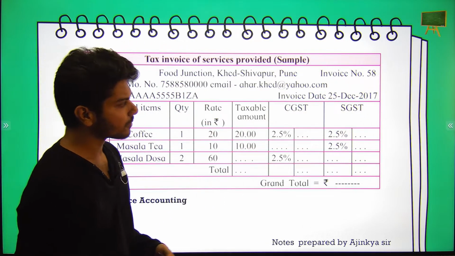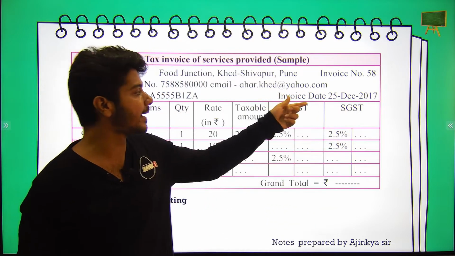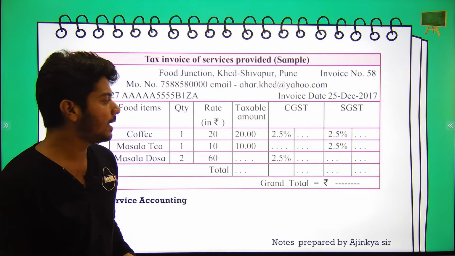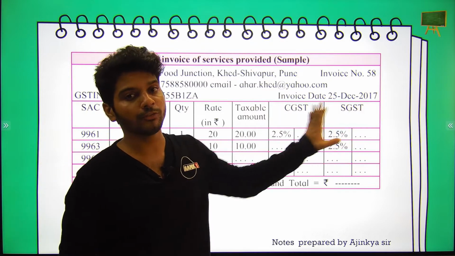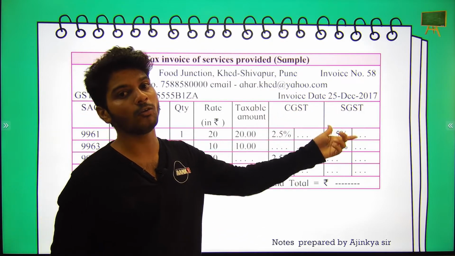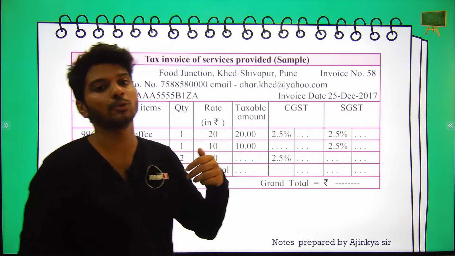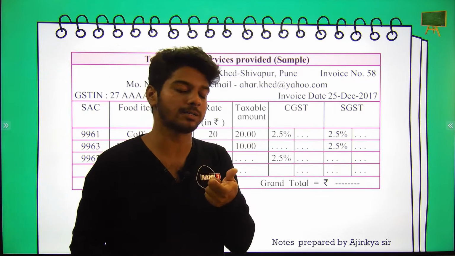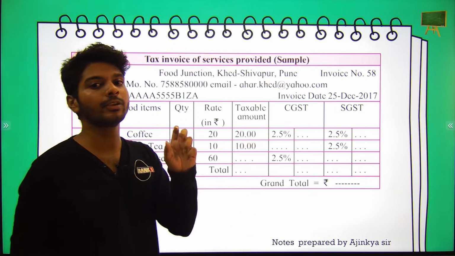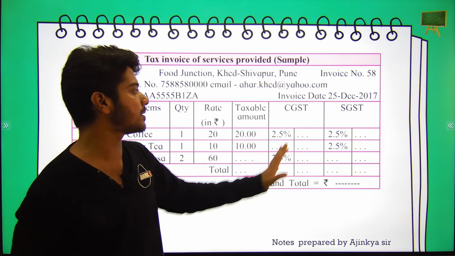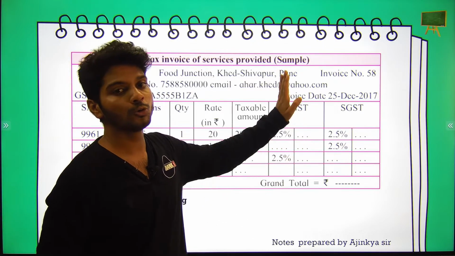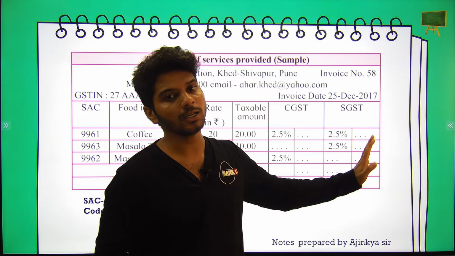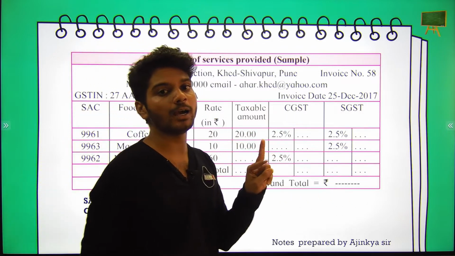Obviously the invoice date is mandatory in the bill. And the distribution of tax is always 50% and 50%. Suppose the rate of GST is 18%. Imagine in the question they have given the rate of GST as 18%. So 9% will go to the center and 9% to the state. It is equally distributed among both.